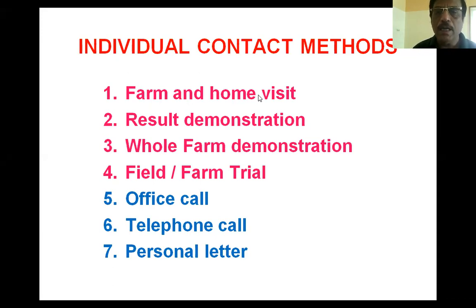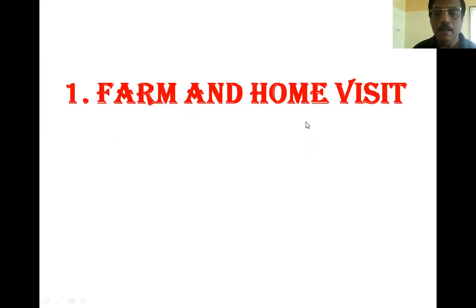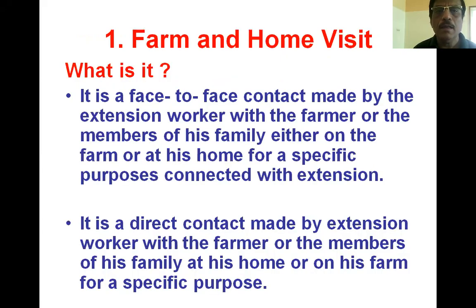So it is a direct contact. Farm and home visit is a direct contact made by the extension worker with the farmers at his field or at his home for the specific purpose. It is a face-to-face contact, a direct contact made by the extension worker with the farmer at his field or at his home. That is called as farm and home visit.